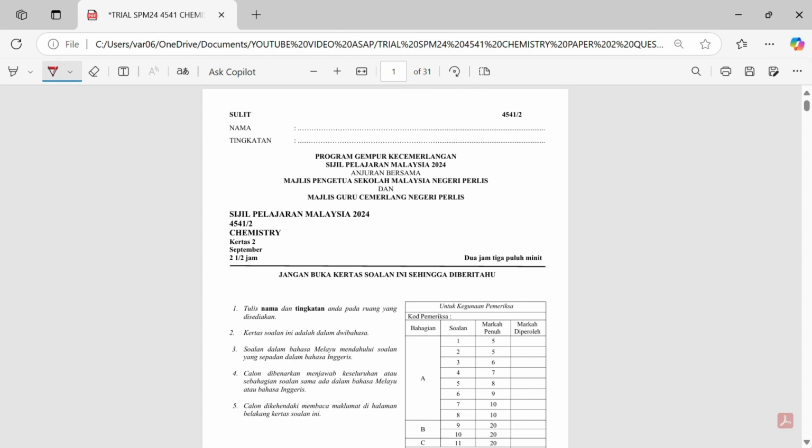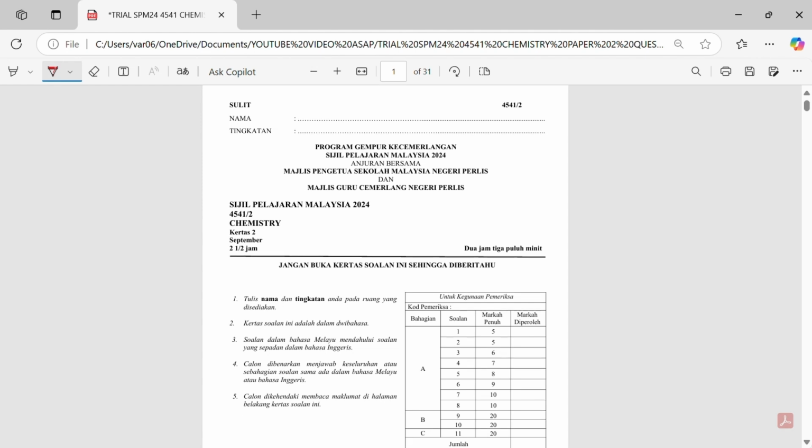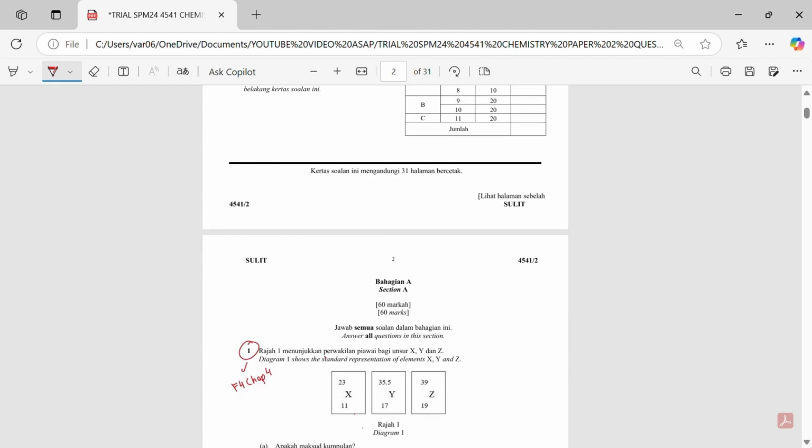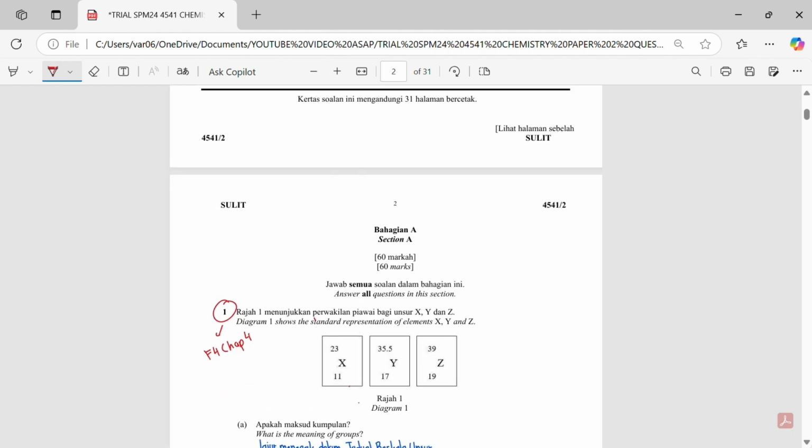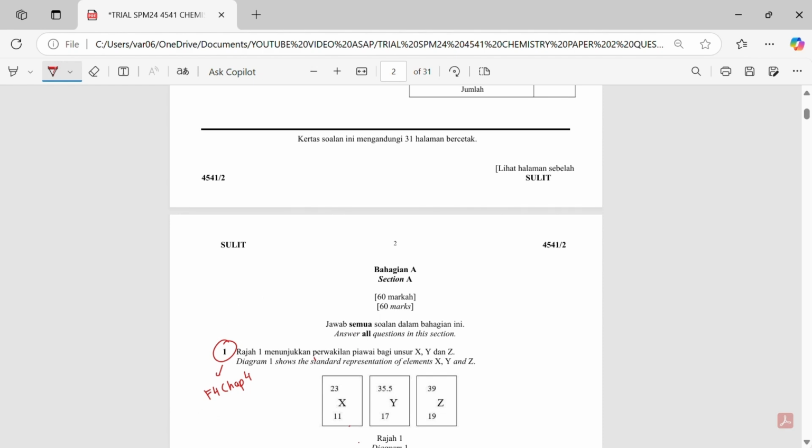Hi everyone, today I'll be discussing trial paper chemistry 2024 from PERLIS, right? So question 1 is basically from your form 4, chapter 4, okay?